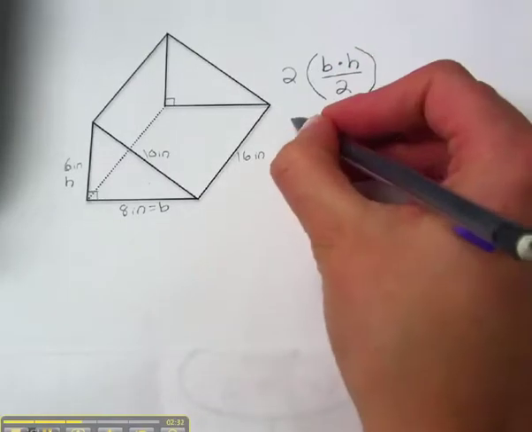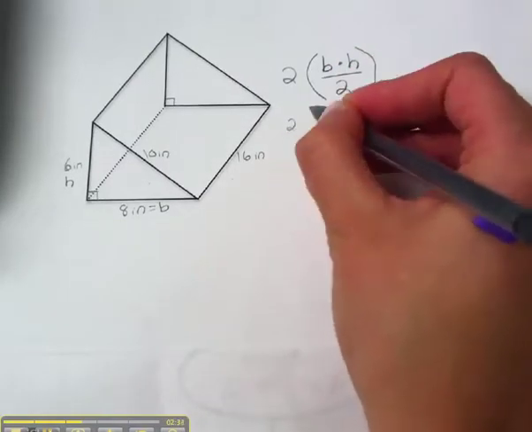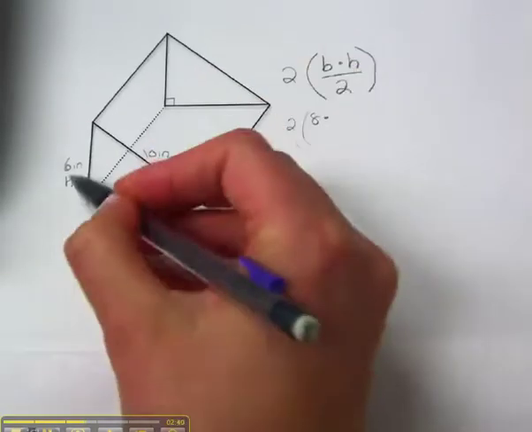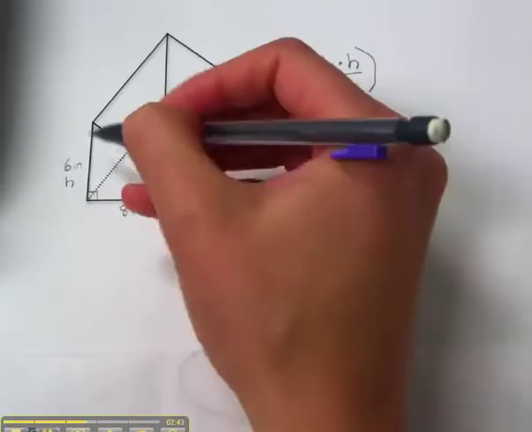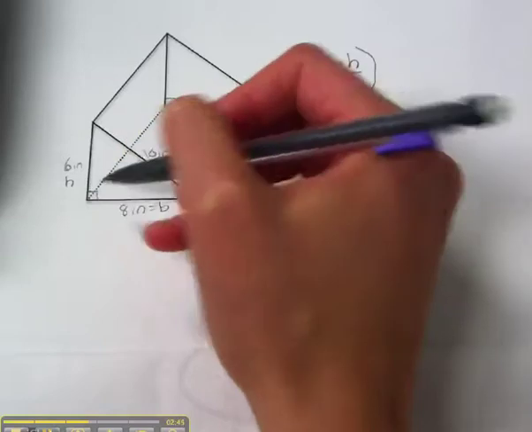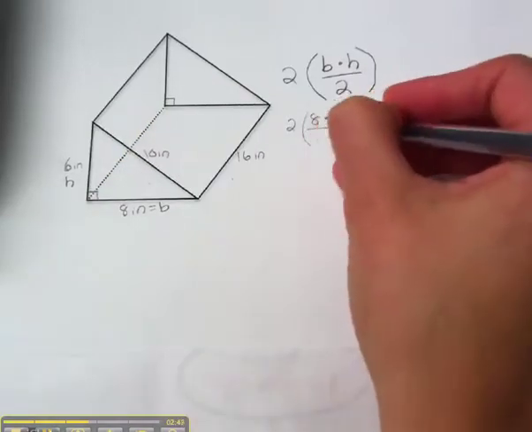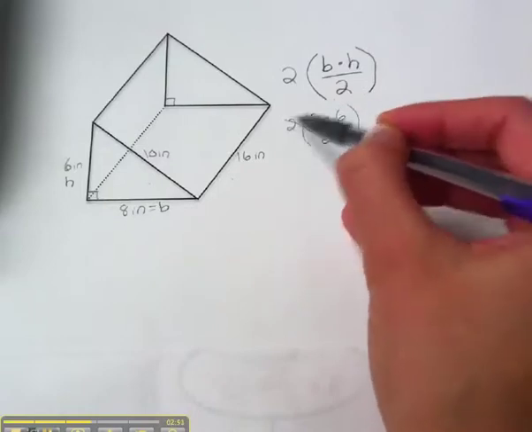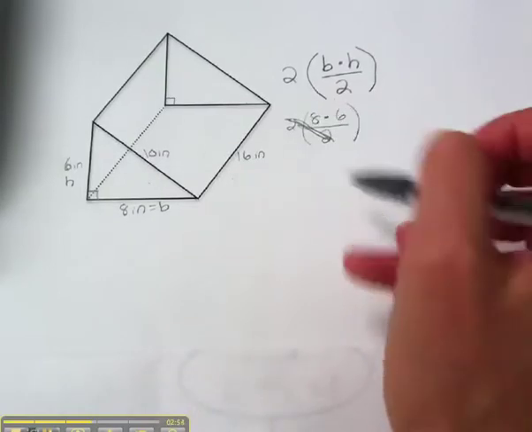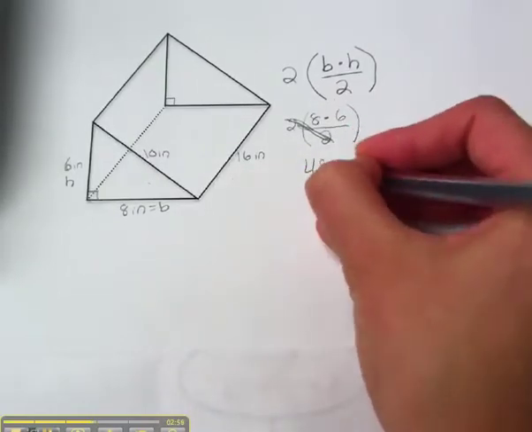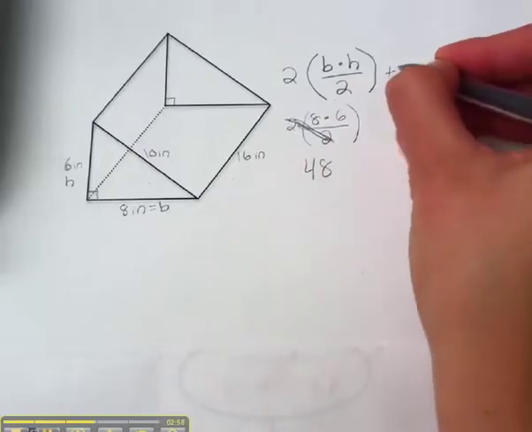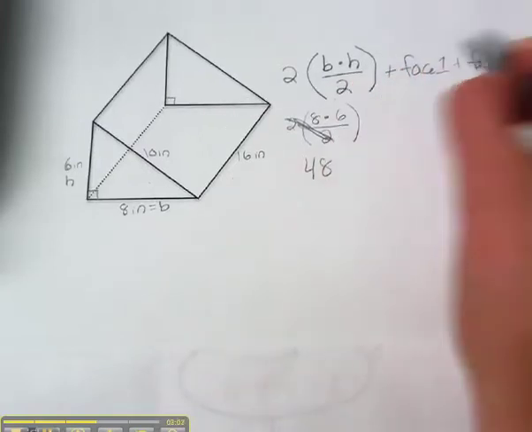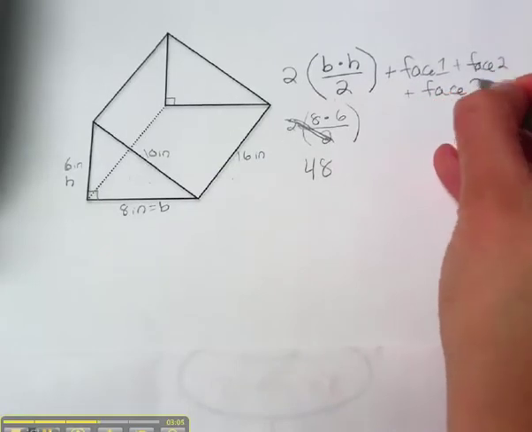So let's plug in my formula here. I've got 2 times my base is 8, my height is 6, and remember your height has always got to be perpendicular to the base, divided by 2. Now this is nice and easy because the 2 multiplied by 2 divided by 2 cross each other out, and 8 times 6 is 48. So now to this, I know I need to add the area of face 1 plus the area of face 2 plus the area of face 3.